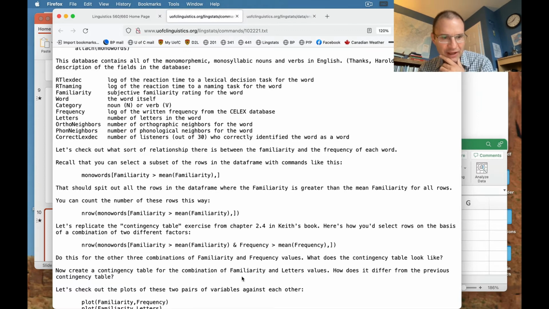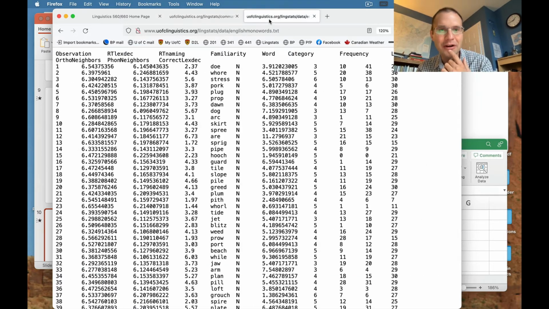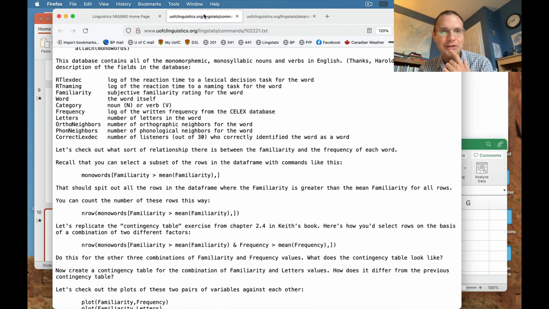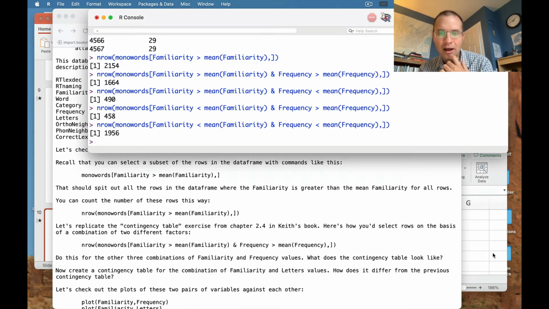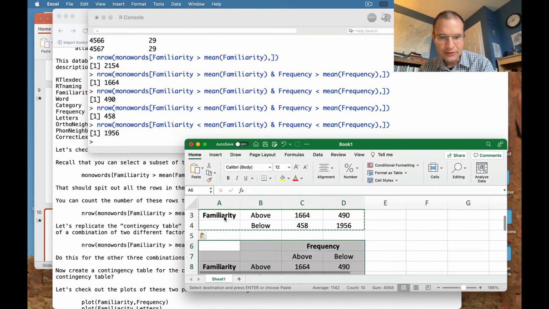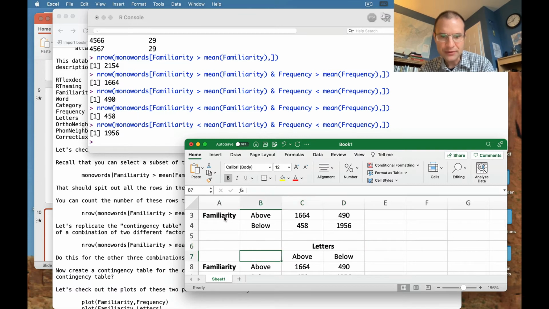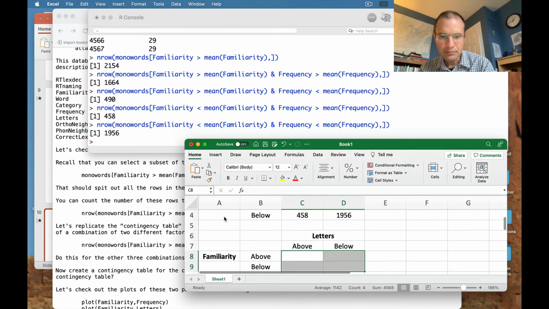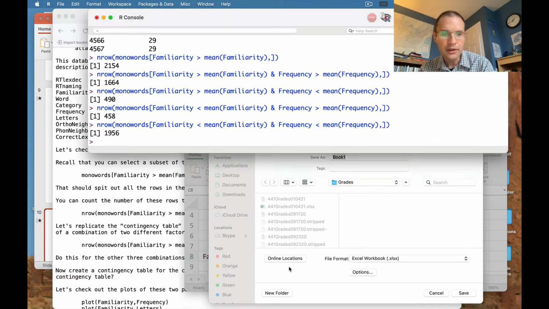I also pointed out a question here for familiarity in letters, which is the number of letters literally in the word. So like dough has 3 letters. We could try the same thing with that. Let's see what it gives us. Put the table down here just to make space. This will be letters. Oop. All right, so I'm not going to save it.